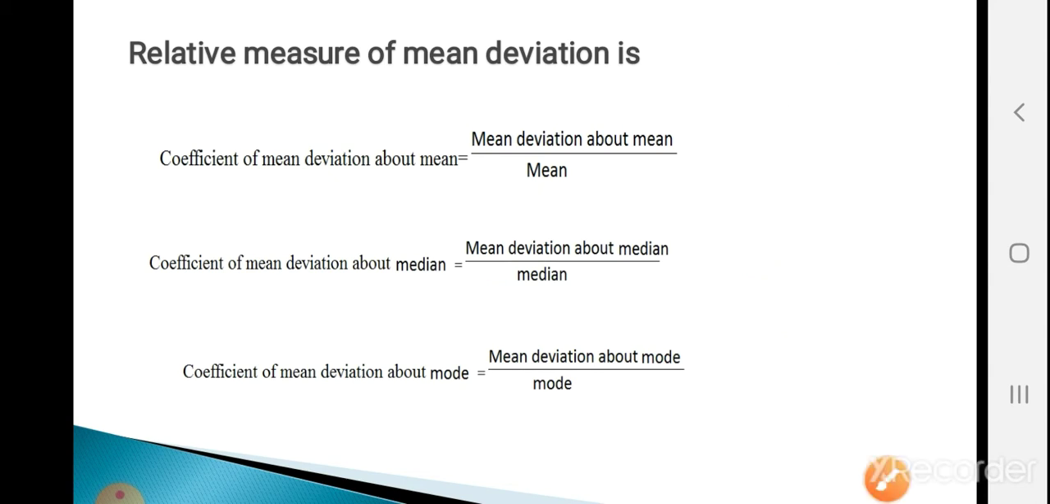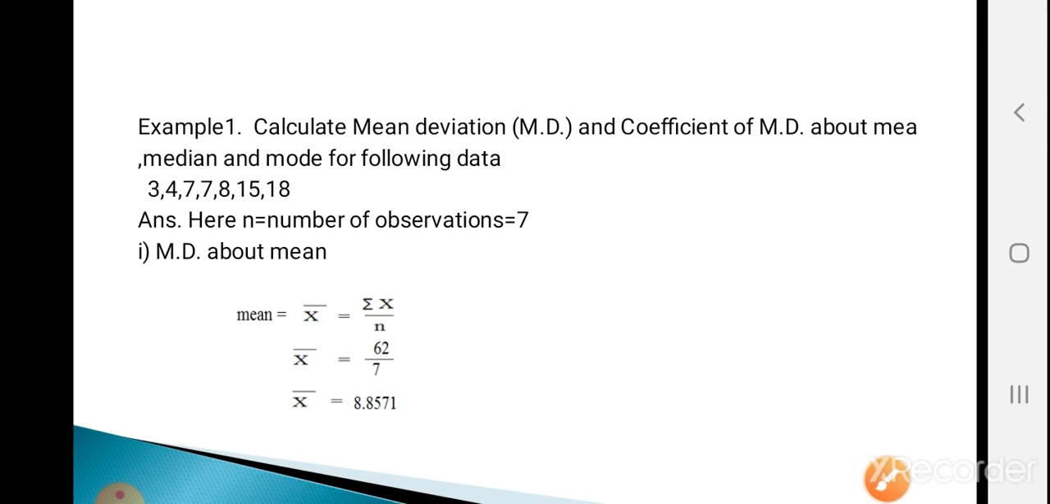Okay, let's see one example of how to calculate the mean deviation for ungrouped data. Calculate the mean deviation about mean, median and mode for the following data. The values are 3, 4, 7, 7, 8, 15 and last is 18. Here we are given a total of 7 observations. So small n value is 7.